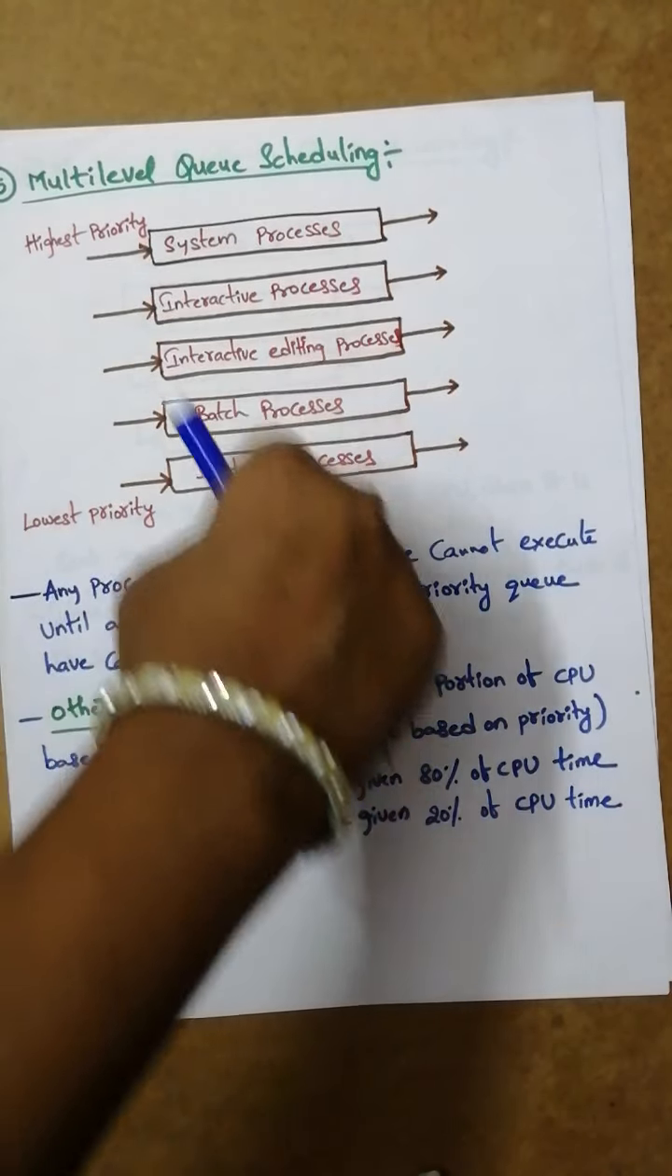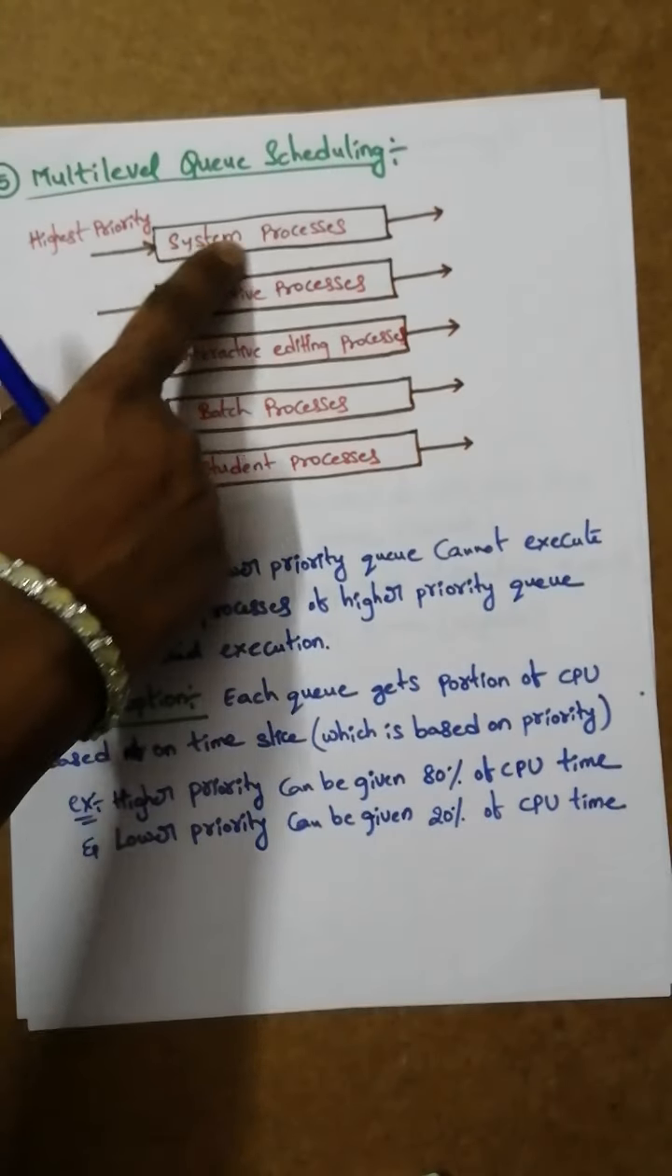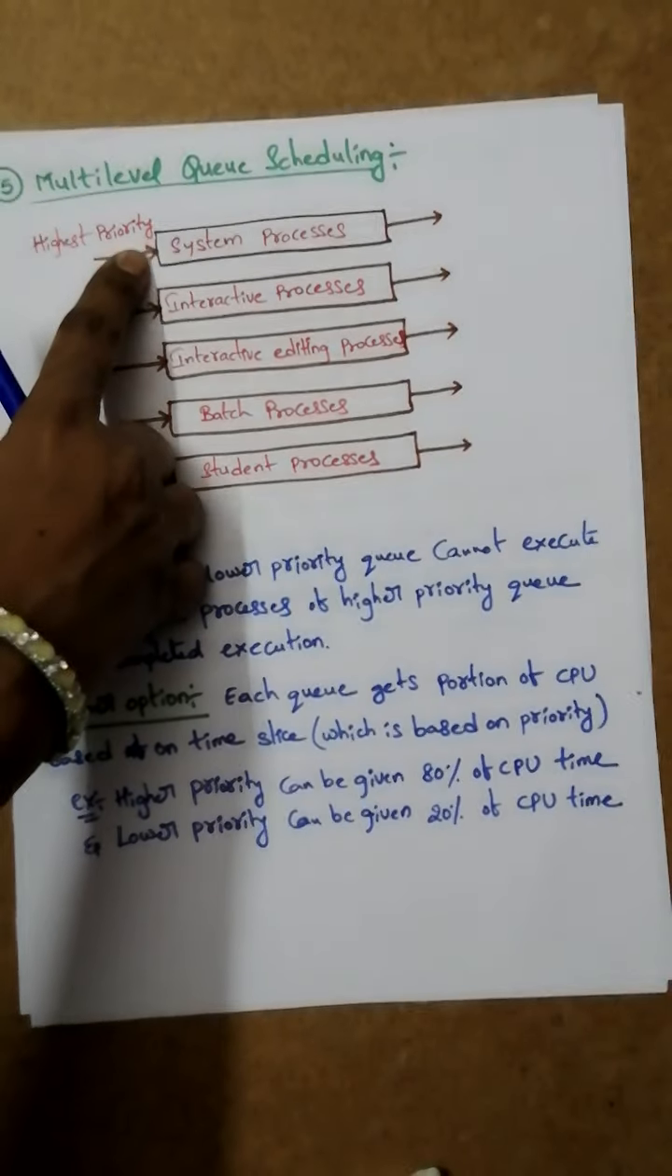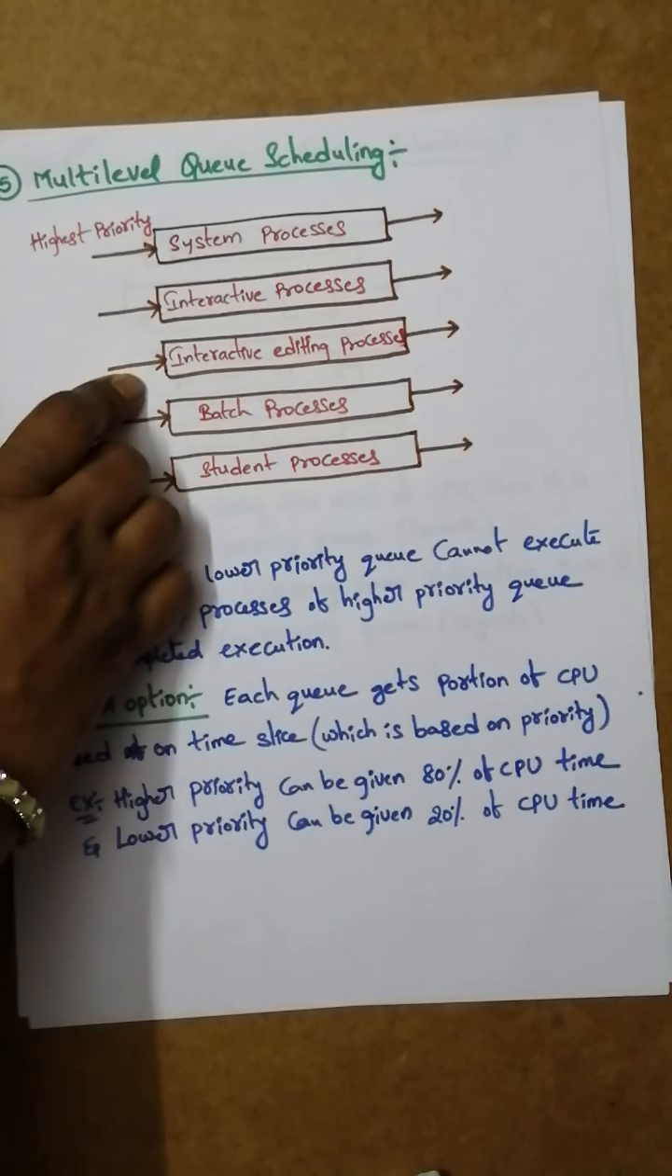So these are the queues where each queue is assigned some priority. If you observe, the system process queue is given the highest priority, whereas the next one is higher priority when compared to the next one.